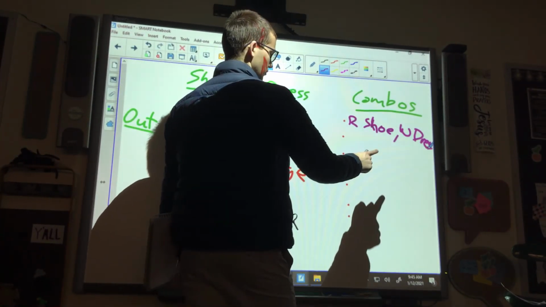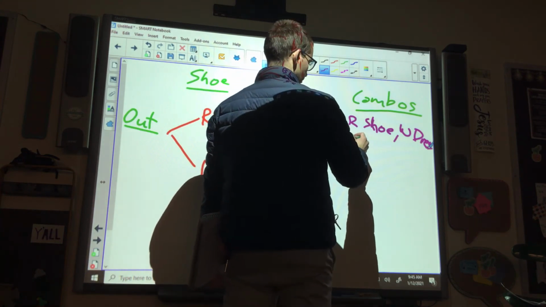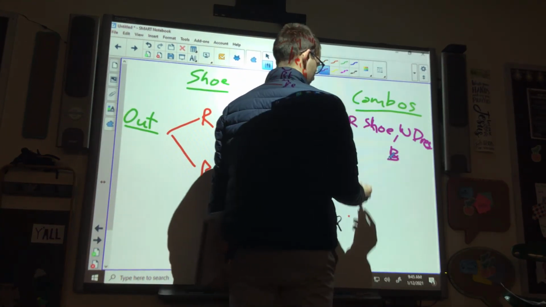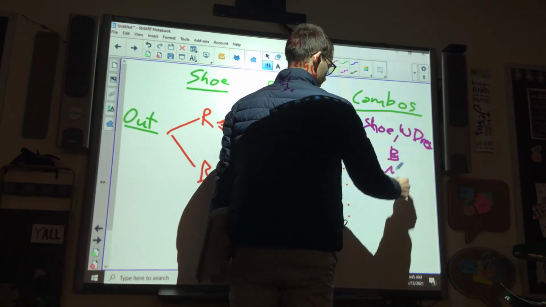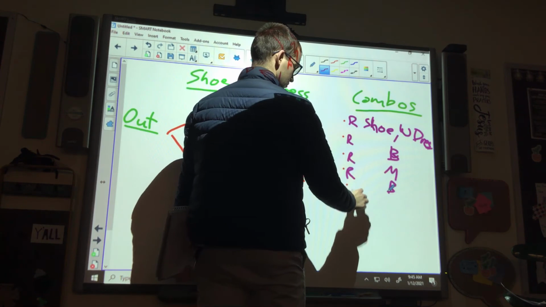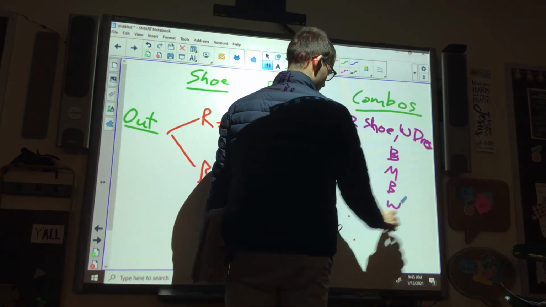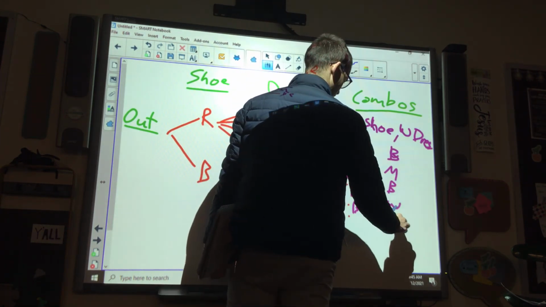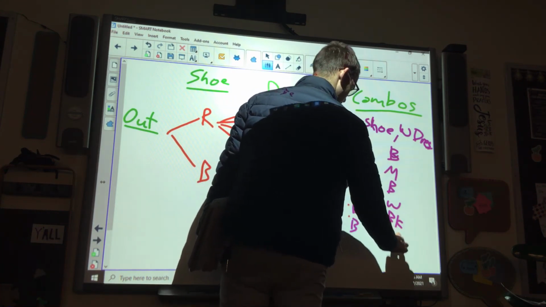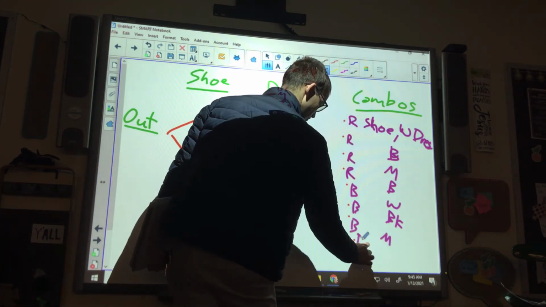Red shoe and white dress, red shoe and black dress, red shoe and maroon dress, red shoe and beige dress, black shoe and white dress, black shoe and black dress, black shoe and maroon dress, and black shoe and beige dress.